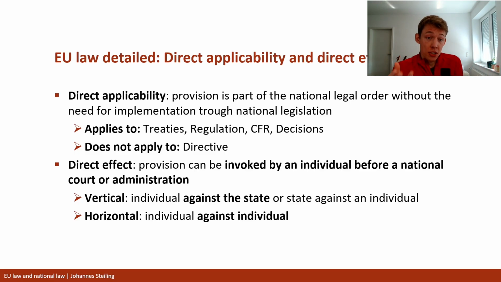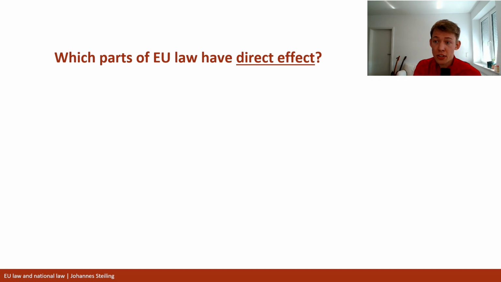So now that we understood what direct effect actually is, we want to talk about what parts of EU law have direct effect. So which parts of EU law, which EU law provisions can I actually invoke before a court or national administration? And the ECJ has held, also in Van Gend en Loos, certain requirements that an EU law provision has to fulfill in order to have direct effect.